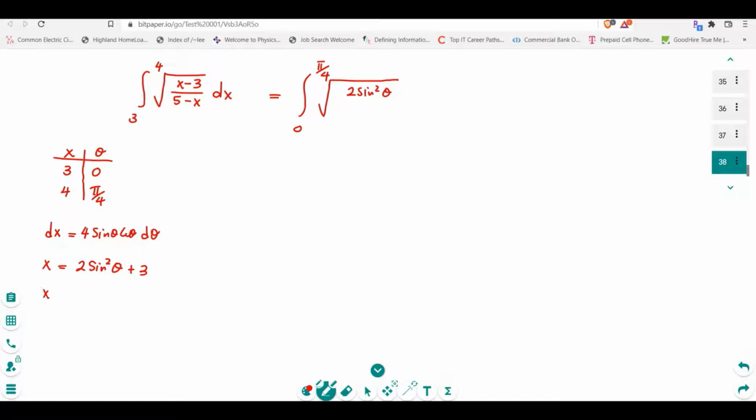Because you can see, look, x minus 3, you take this 3 to the other side, so that will be minus 3, and that's equal to 2 sine squared theta. Okay, and in the denominator, you can just substitute 5 minus x. What is x? That's this value. So you have 2 sine squared theta plus 3. Okay, and then your dx is 4 sine theta cosine theta d theta.